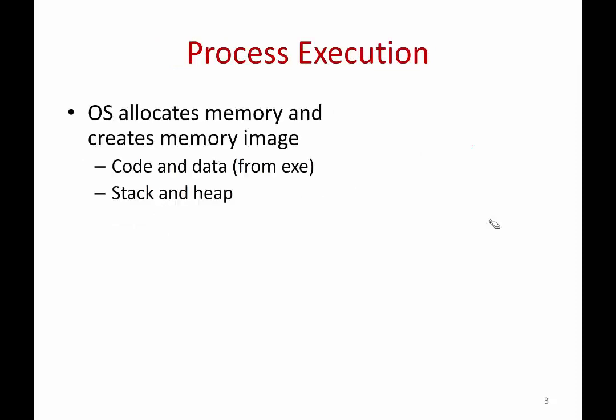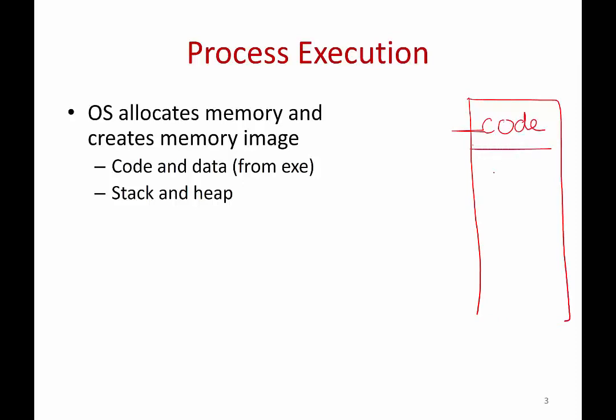So what happens during process execution, right? The first thing that the operating system does is it creates the memory image of a process. So what all is there in the memory image? You have the code, you have data, you have the stack, you have the heap, and so on.